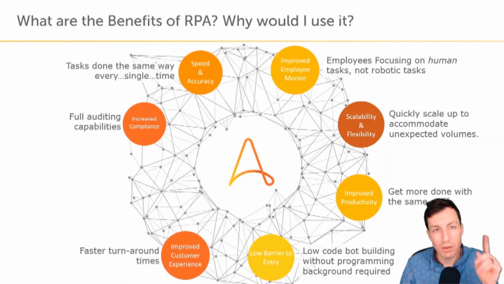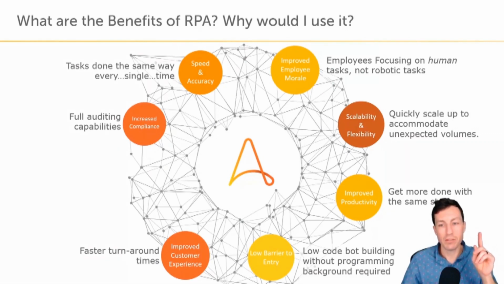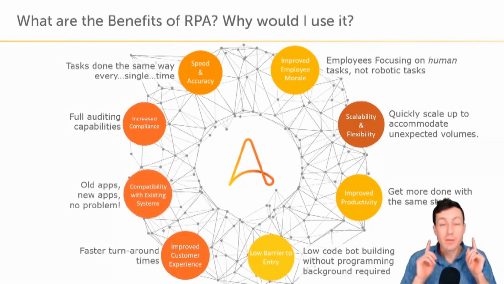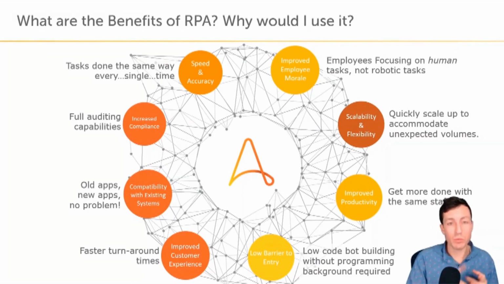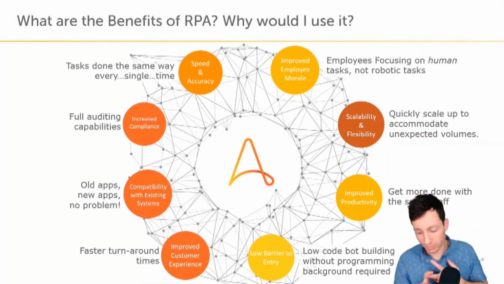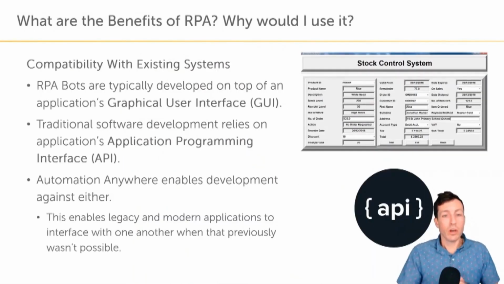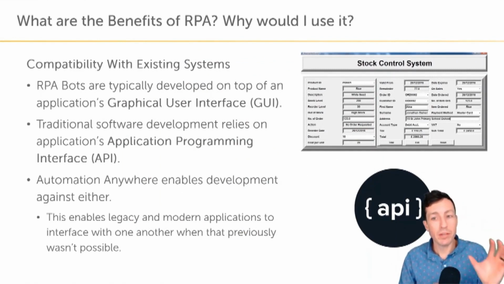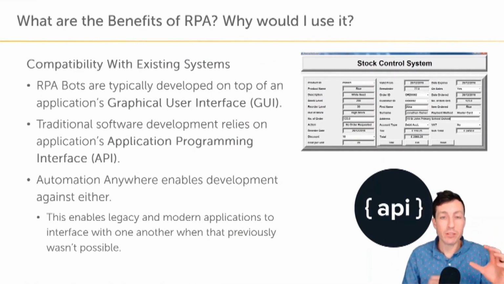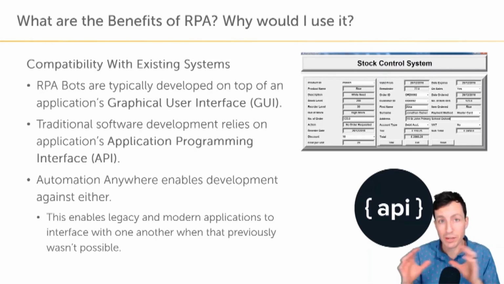The number one benefit of RPA, again, this is going back to the Micah Smith definition, is compatibility with existing systems. Okay, so we can use old apps, we can use new apps, there's no problem. And we're going to expand on this one in just a second. So when we talk about the benefits of RPA and why I would use it, right? Compatibility with existing systems. RPA bots are typically developed on top of an application's graphical user interface, or GUI.